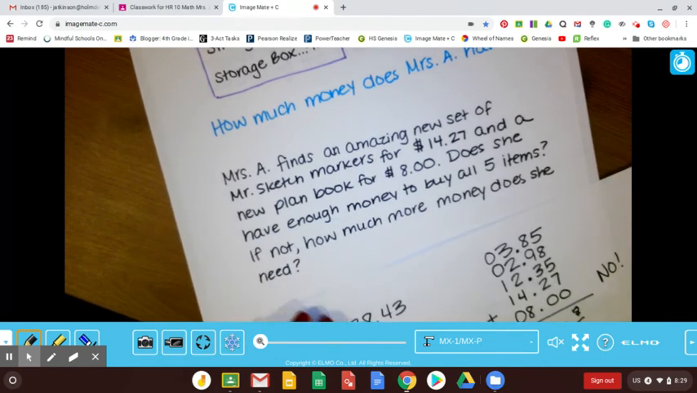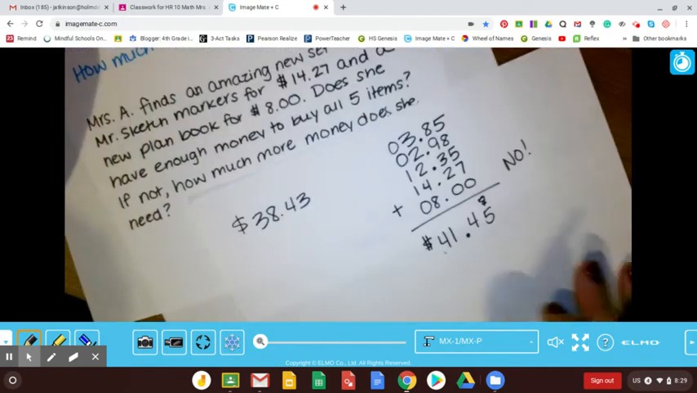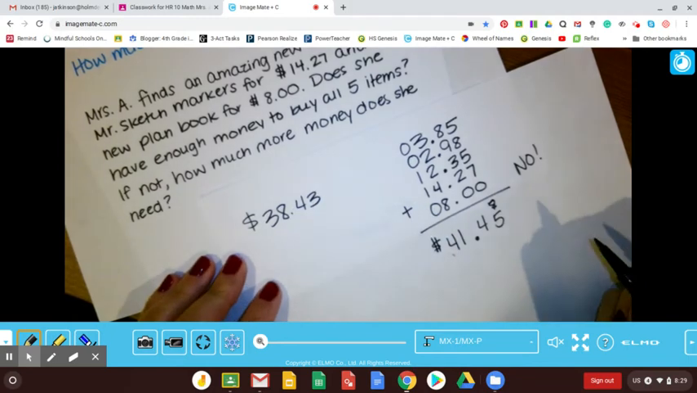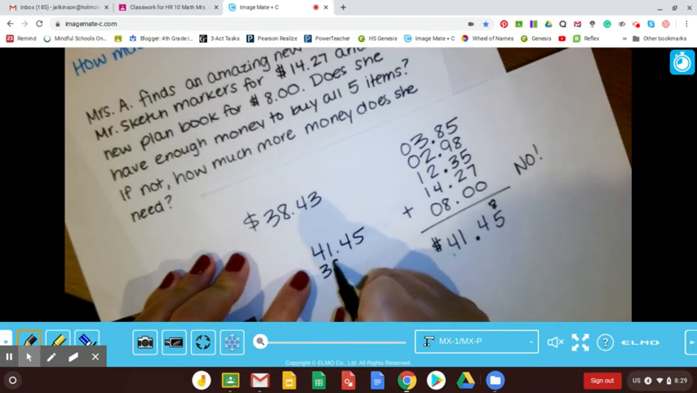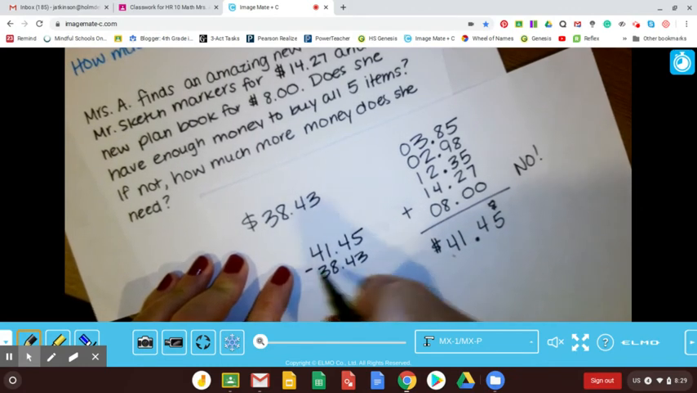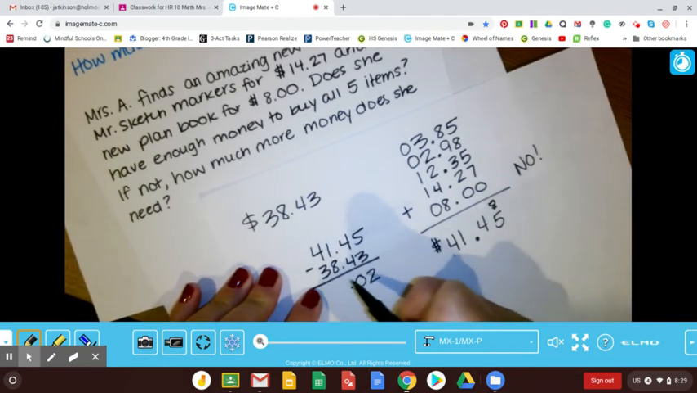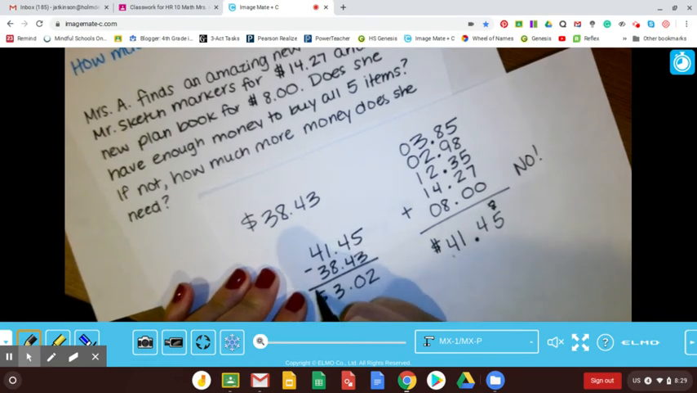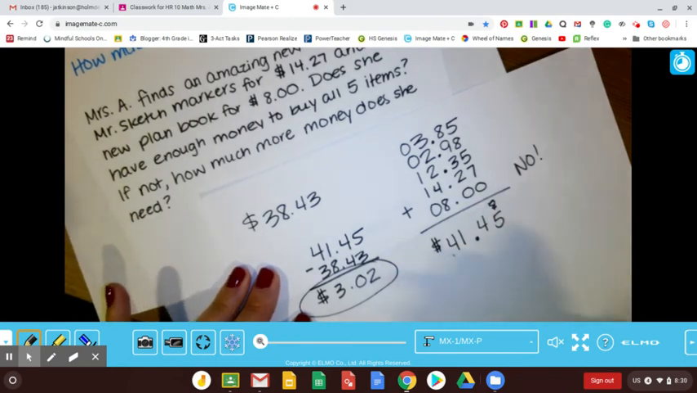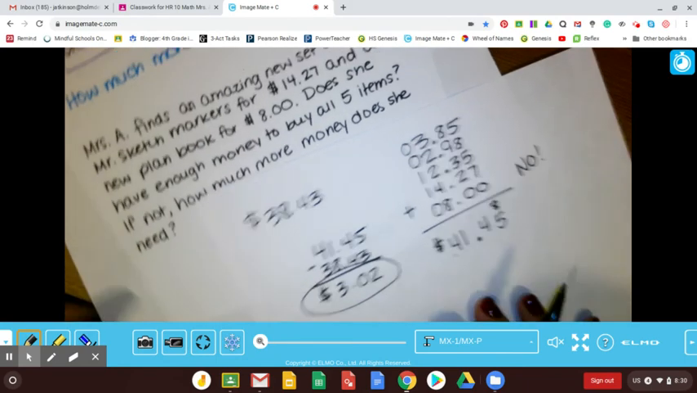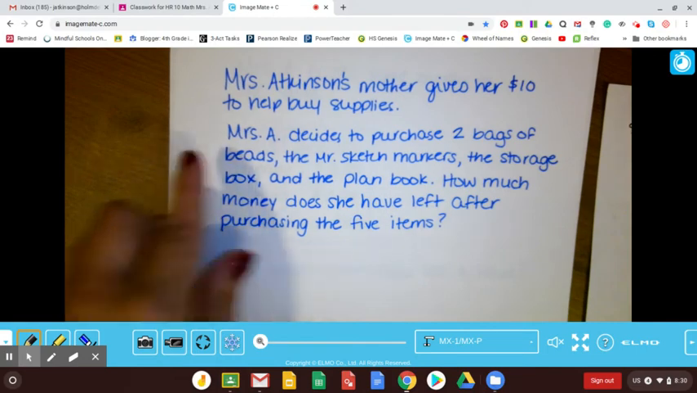And the question is, if not, how much more money does she need? So in order to find that out, I am going to have to subtract $41.45. That's how much it costs. This is how much Mrs. Atkinson has. And when I subtract those amounts, I need $3.02 more. Oh, if only I had $3.02 more, I could buy everything that I wanted to buy. All right. There is another part, though, but I promise you this is the very last part of this question.